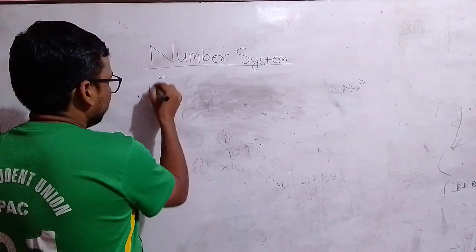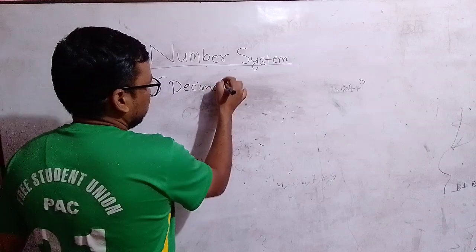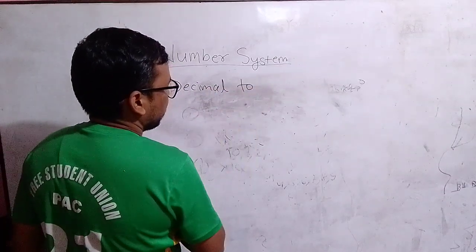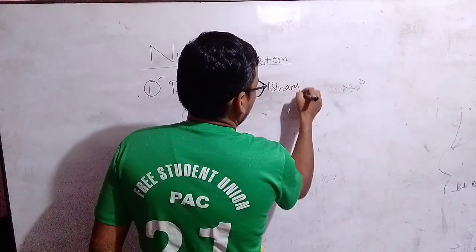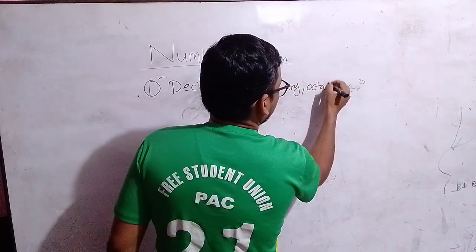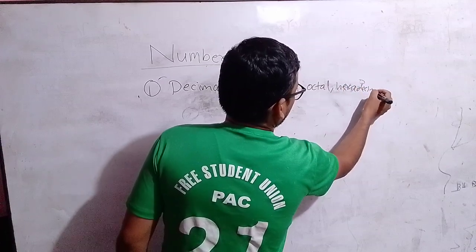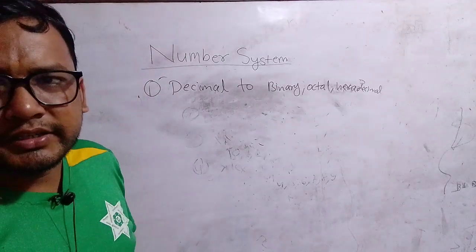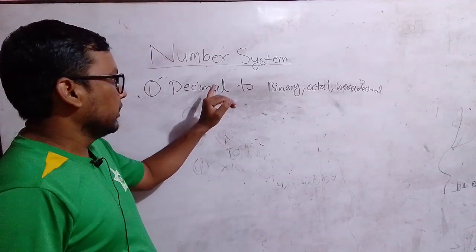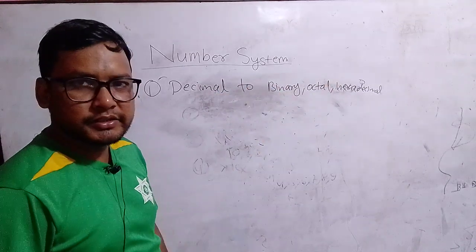Decimal to binary, octal, hexadecimal conversion. Now let's try to understand how to convert decimal number systems to binary, octal and hexadecimal number systems.